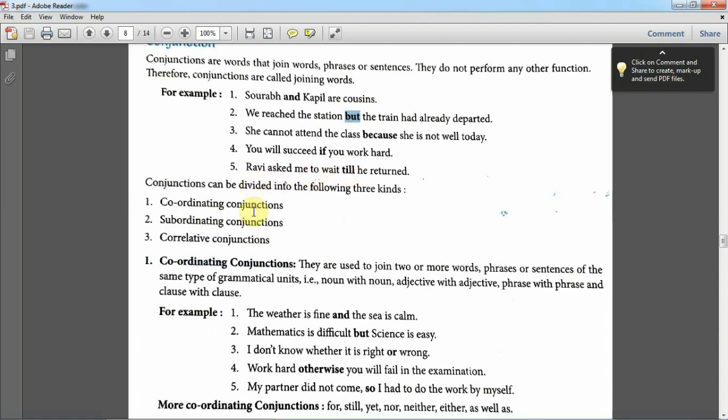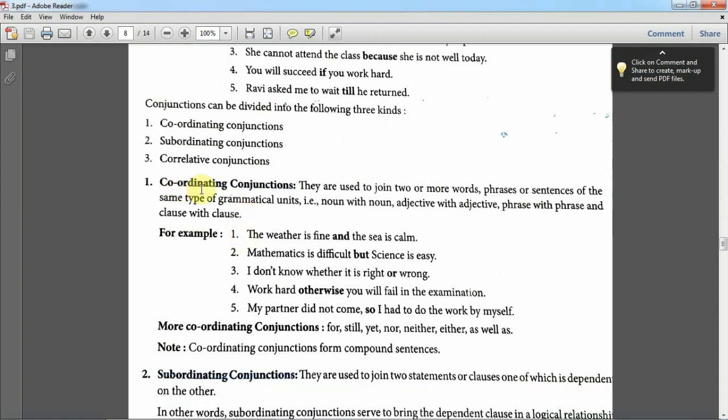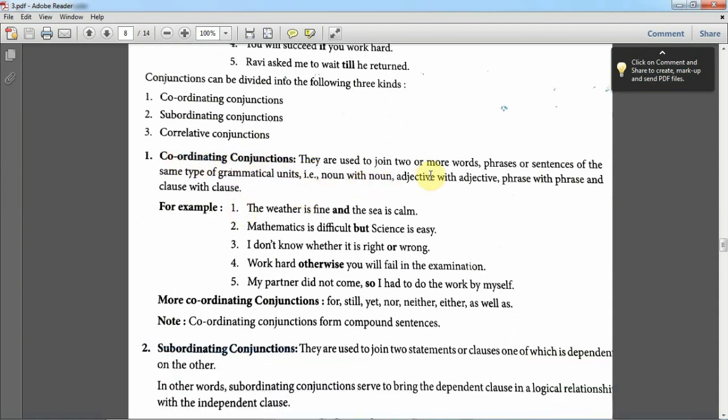So conjunctions can be divided into the following three kinds, that is coordinating conjunction, subordinating conjunction, correlative conjunction. Coordinating conjunctions are used to join two or more words, phrases or sentences of the same type of grammatical unit. That is, they will combine two words or phrases or sentences which have the same grammatical unit. That is, both the sentences will be of noun, or both the words will be noun, or both the sentences will be adjective, or both the phrases will be of the same type. So these are the examples.